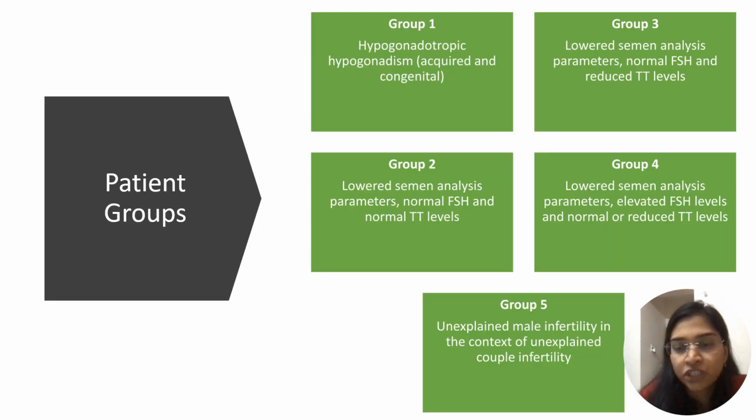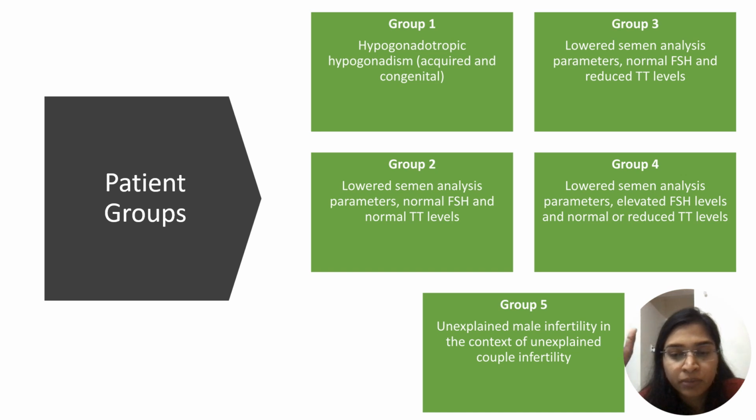There are 5 patient groups in this Aphrodite criteria. Group 1 is hypogonadotrophic hypogonadism. It can be congenital or acquired. Group 4 is hypergonadotrophic hypogonadism, and group 5 is unexplained infertility. So 3 groups we can easily remember: group 1 hypogonadotrophic hypogonadism, group 4 hypergonadotrophic hypogonadism, group 5 unexplained infertility.